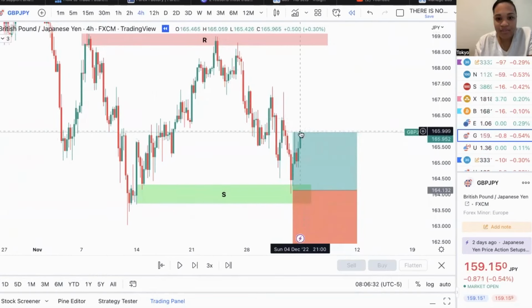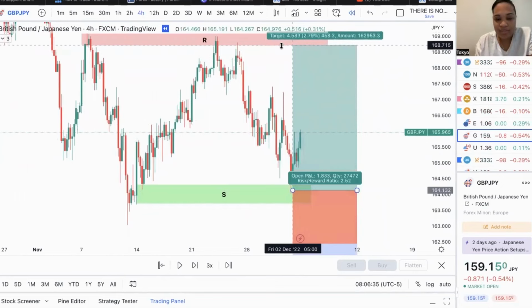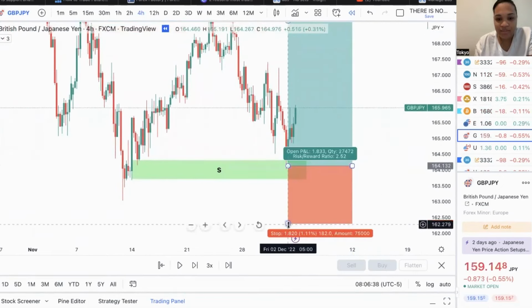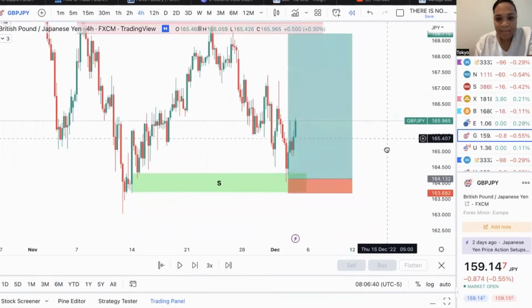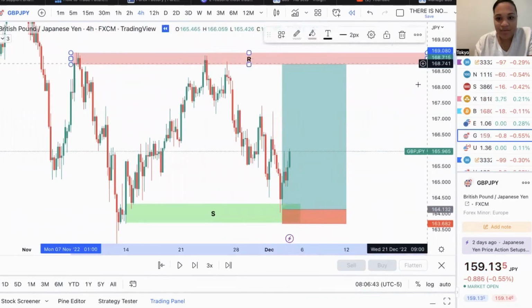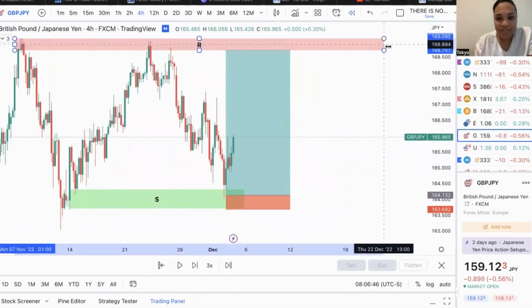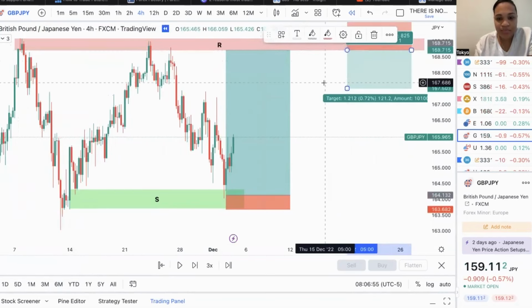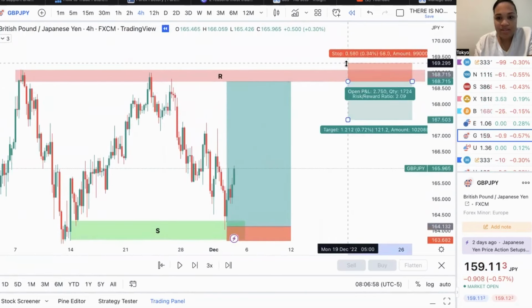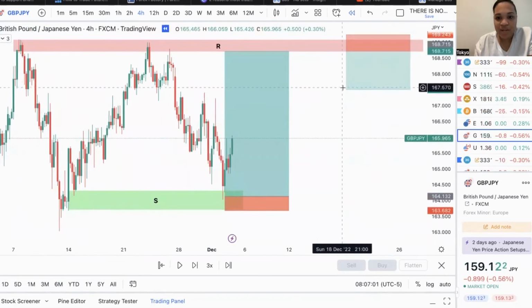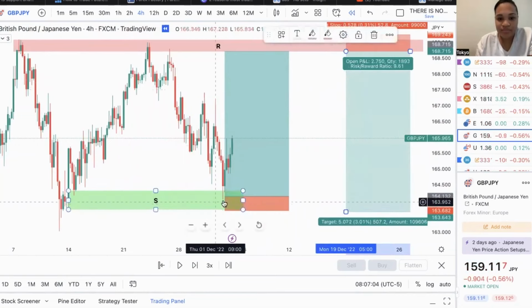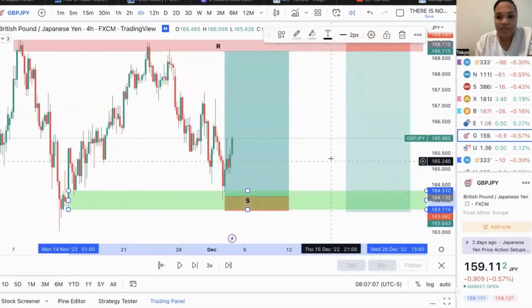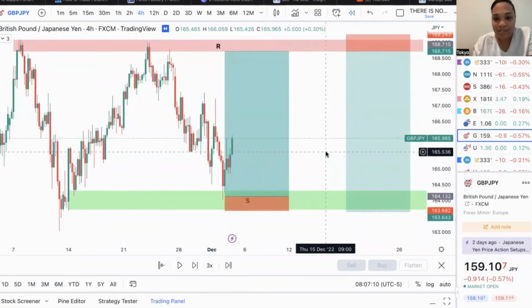I'm going to go ahead and see how this would play out, taking a long from this level to the area of resistance, and then taking a sell from that level of resistance back to that support. So guys, this strategy is working for a lot of traders. And at the end of this demonstration, I do want to give my honest opinion on it, but for now we're going to press play.